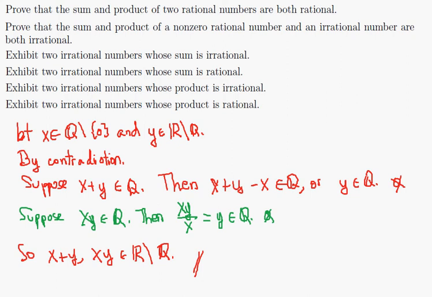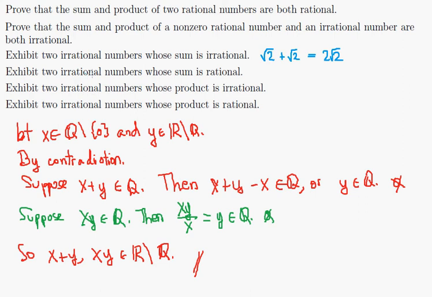The other questions basically illustrate that if you have two irrational numbers, you never know what you're going to get. So exhibit two irrational numbers whose sum is irrational. Well, if I take the square root of 2 plus the square root of 2, so there's two irrational numbers. If I add them up, I get a second irrational number, 2 times the square root of 2. 2 is rational, square root of 2 is irrational, so the product 2 times the square root of 2 must be irrational by the thing that we just proved.